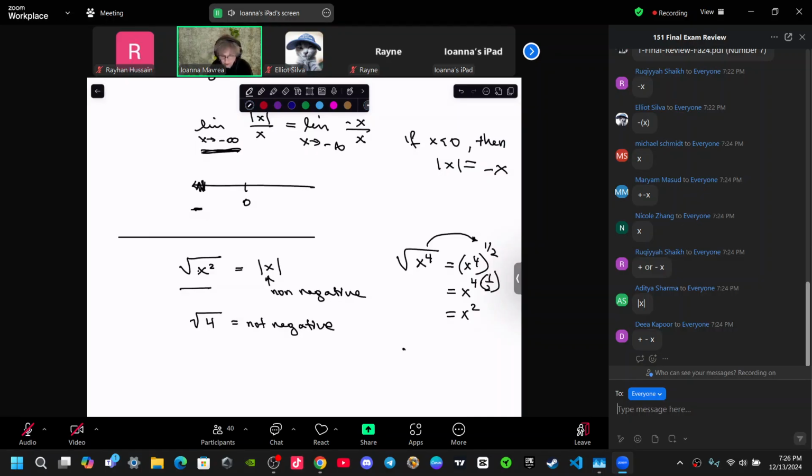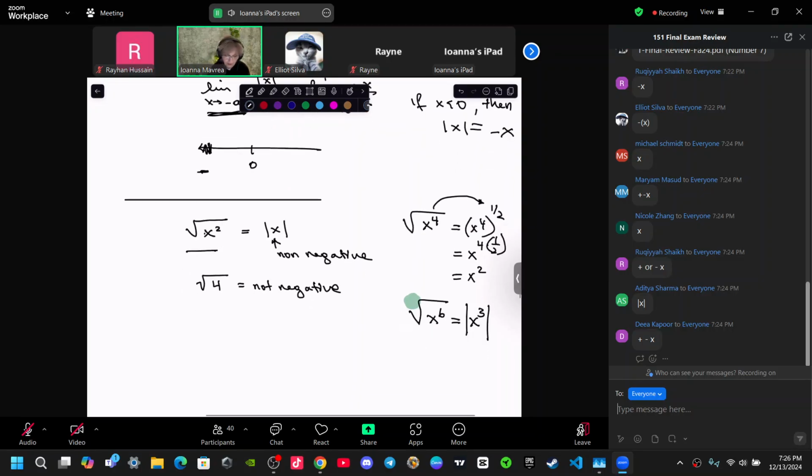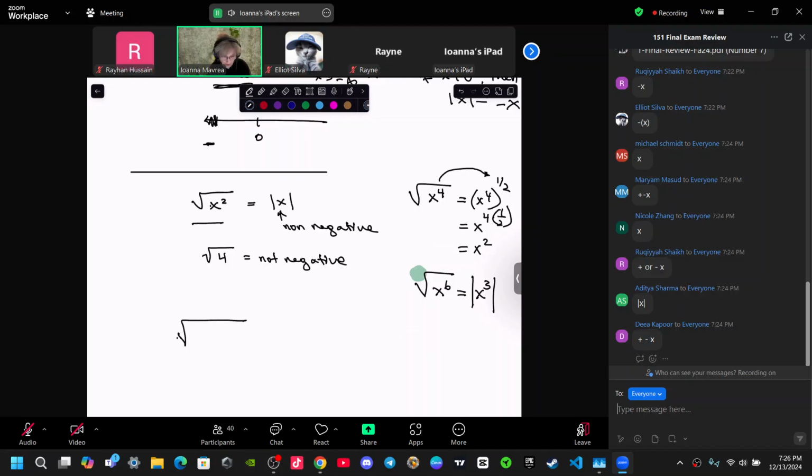But if I have something like this, like I do in this case, I can't write x to the 3rd, because that number could be negative, right? And the fact that this is an even root requires the answer is not negative. So in order to guarantee that, I need to stick absolute values, because numbers to a 3rd power can be negative, right?